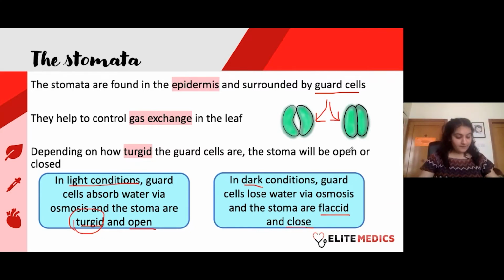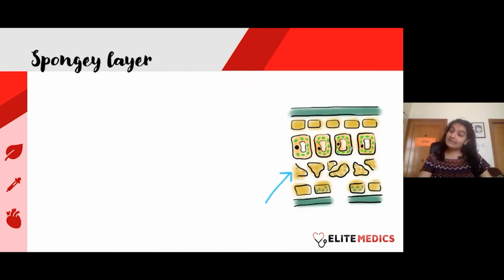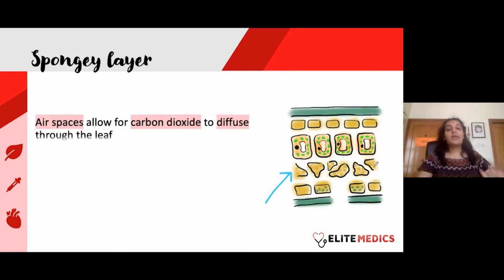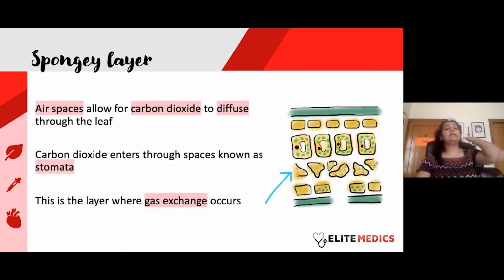Okay, and then finally, we're going to be looking at the spongy layer, which is this little layer here, right underneath the palisade layer and above the lower epidermis. And it's quite a unique layer because it doesn't really have a very structured shape. You can see they're really, really irregular cells. They literally just look like sponges that you'd find in your kitchen. And they are basically air spaces where carbon dioxide can diffuse into the leaf and gas exchange can occur.